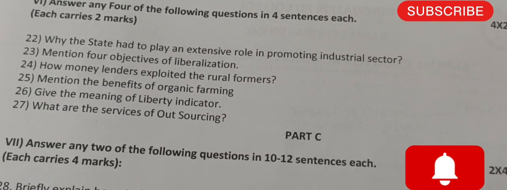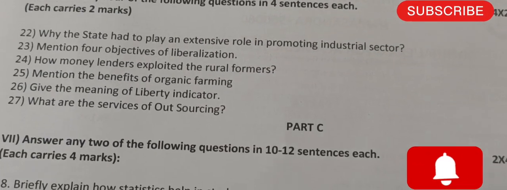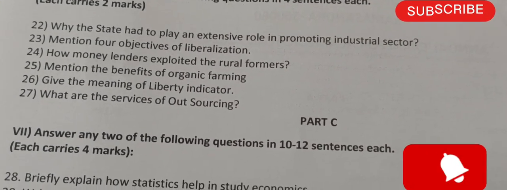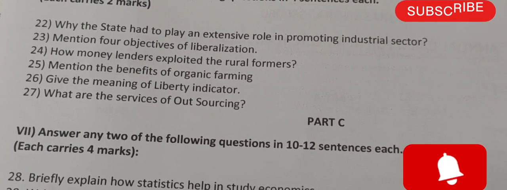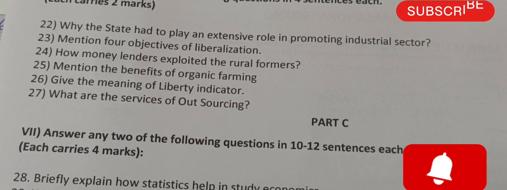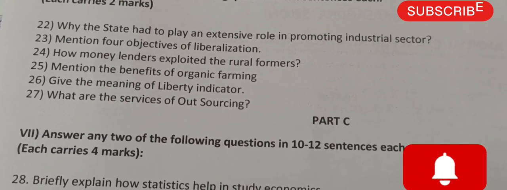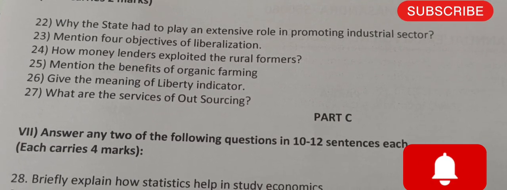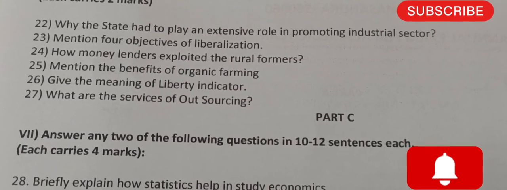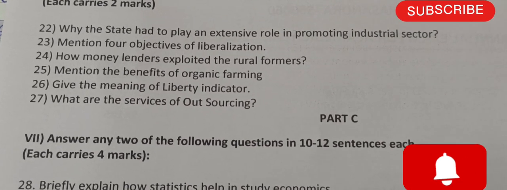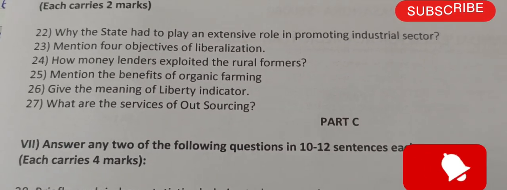From the part B book, that is Indian economy, the 4 sentences, 2 marks questions. Why did the state have to play an extensive role in promoting the industrial sector? Mention 4 objectives of liberalization. How did moneylenders exploit the rural farmers? Mention the benefits of organic farming. Give the meaning of liability indicator. What are the services of outsourcing?